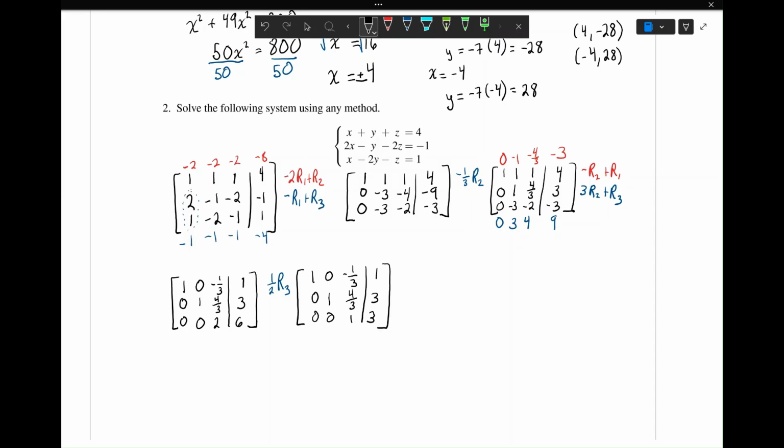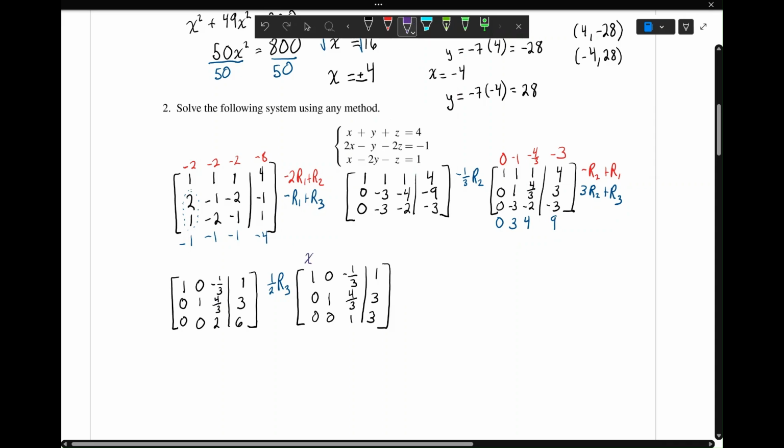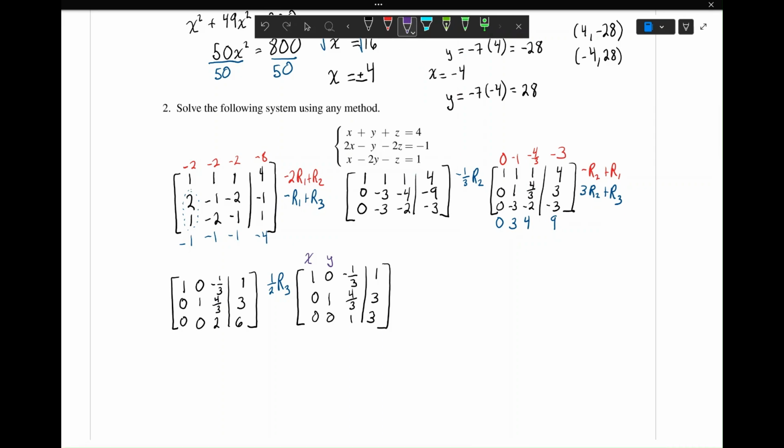Now let's talk about what this tells us. Remember, the way we set this up, the first column represents X, the second one represents Y, the third one represents Z. That vertical line is an equal sign, and the right-hand side is the number of an equation. So this bottom row tells me that 1Z equals 3. So I found one of the variables. And now I'm going to do 1/3 row 3 plus row 1 to get rid of that negative 1/3 there.